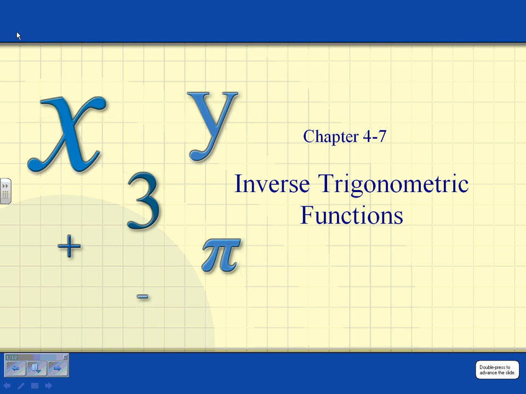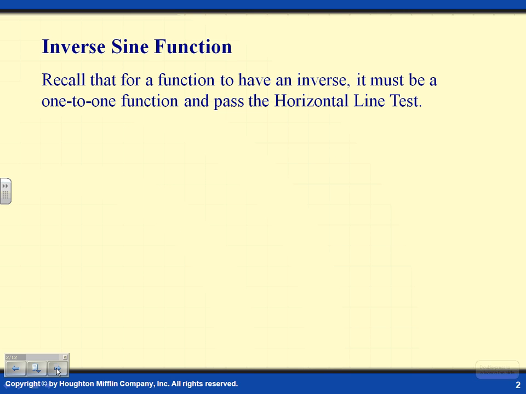Okay, chapter 4-7, inverse trigonometric functions. Do you remember, in order to have an inverse, you must be a one-to-one function, which means you must pass the horizontal line test. What does a one-to-one function indicate or mean? What does a one-to-one function indicate, and what does that mean?